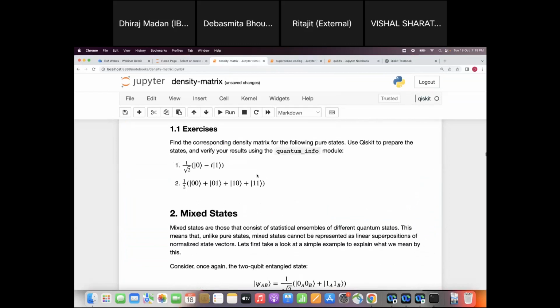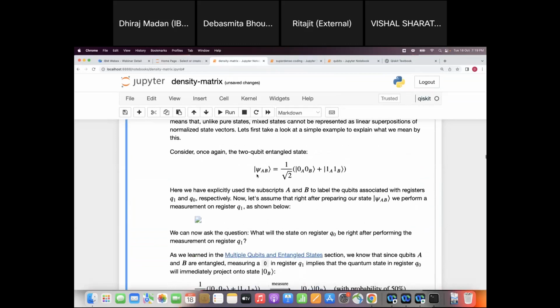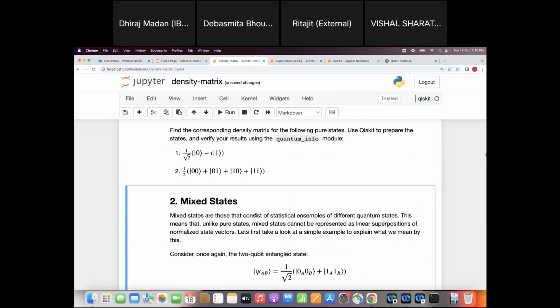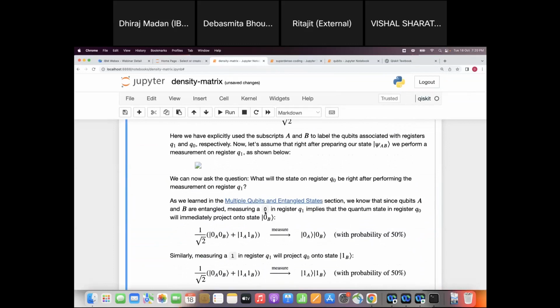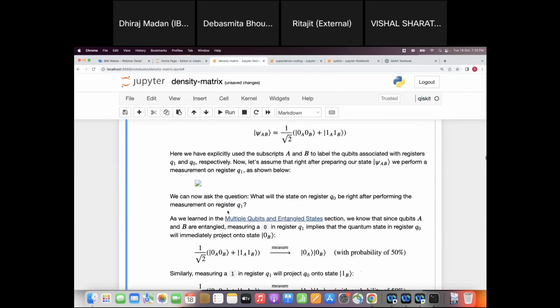Now actually the main motivation for these density matrices was this idea of mixed states, right? Instead of having one pure state, you can have a mixture of several such states. Suppose you have this sort of an EPR pair. Now if somebody asks what is the state of Alice's qubit, Alice's qubit cannot be described unless I have the full state.